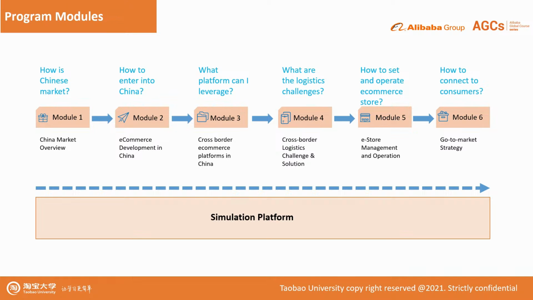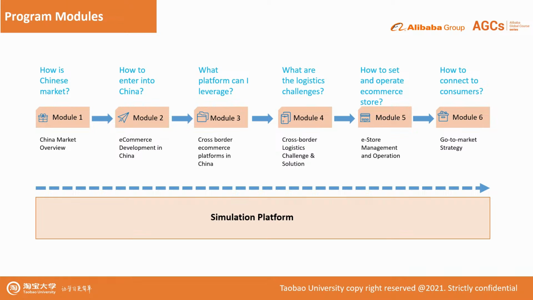And what are the regulations as well? Some categories are permitted to enter into the bonded warehouse, for example, and some are not. So what are the different solutions for different categories according to different regulations? This will be the key focus of module 4.